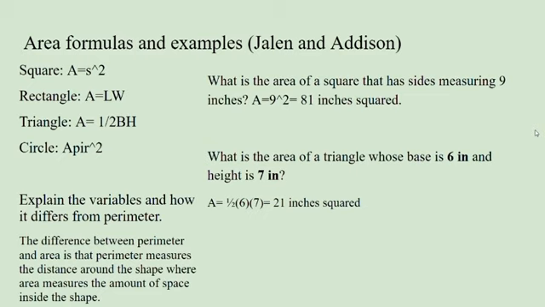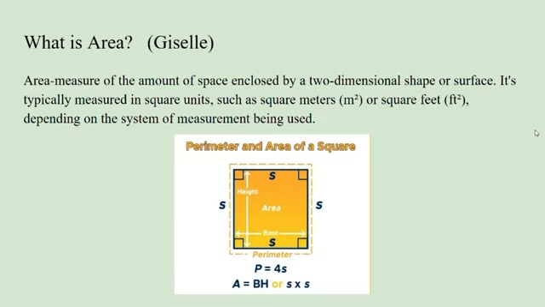And some examples of how perimeter and area differ is that perimeter measures the distance around a shape, while area measures the total space inside that shape. What is area? Area is the measure of the amount of space enclosed by a two-dimensional shape or surface. It's typically measured in square units, such as square meters or square feet, depending on the system of measurement being used.